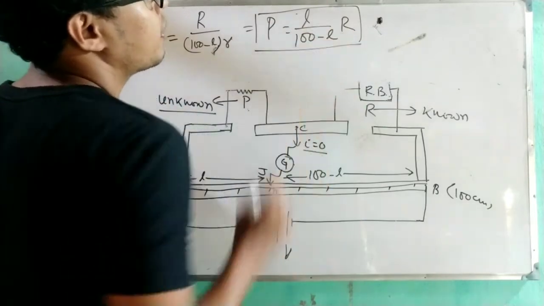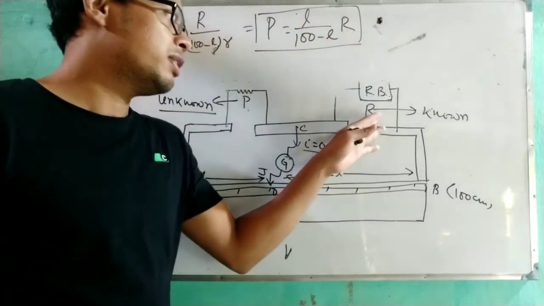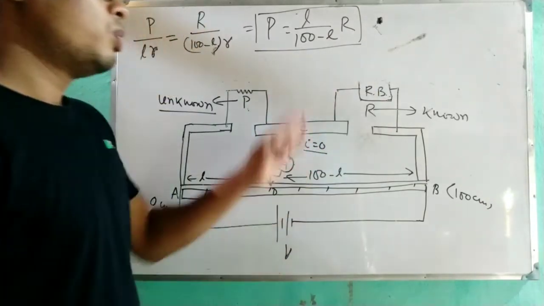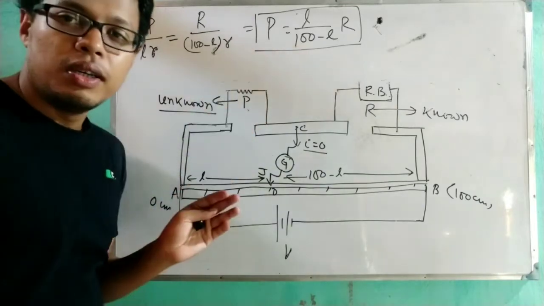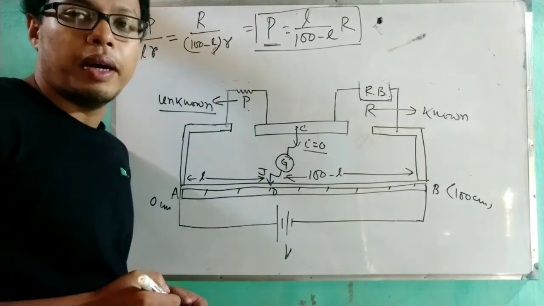Clear? Okay. So see, L is known, R is also known resistance. This is from the resistance box. One known resistance you have to pluck out. So by applying this formula, we can easily get the value of unknown resistance, that is the value of the unknown resistance.